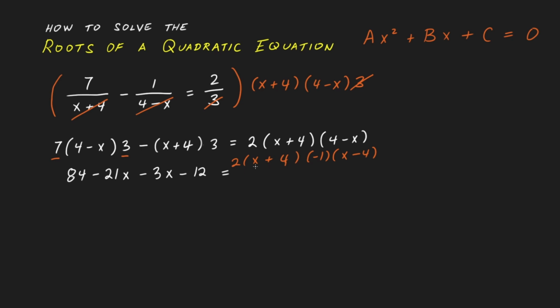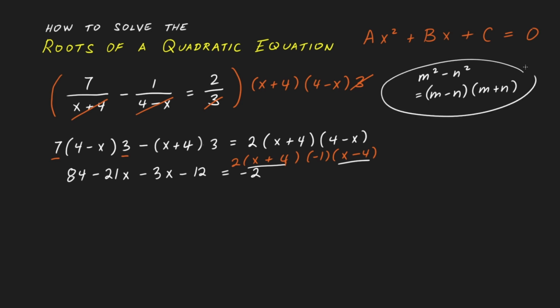So what's going to happen here? The 2 and the negative 1 will multiply together. So we're going to get a negative 2 here, multiplied by x plus 4 and x minus 4. So x plus 4 times x minus 4, that's a difference of 2 squares. If you don't remember what a difference of 2 squares is, I'm going to write it here. It's actually this: m squared minus n squared equals m minus n multiplied by m plus n. So this and this actually resemble this.